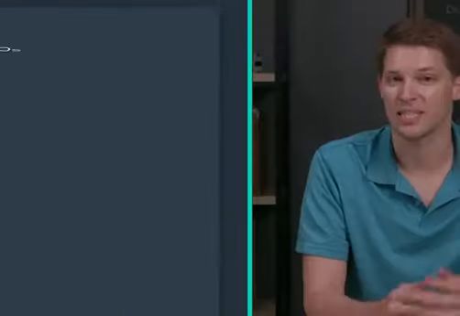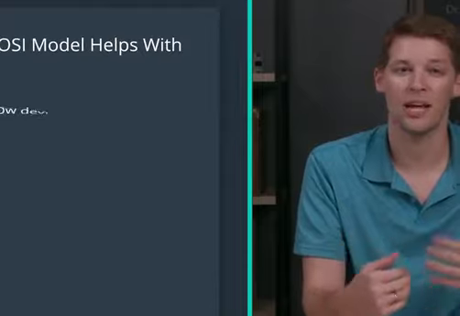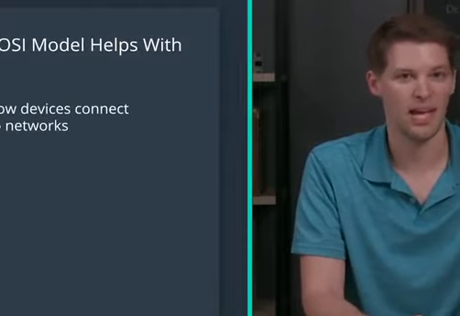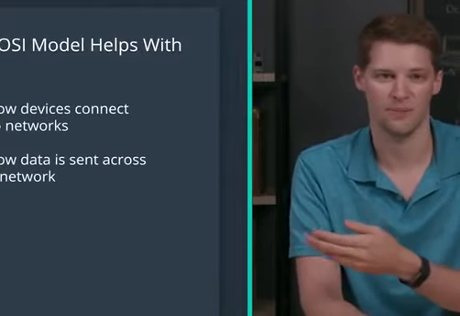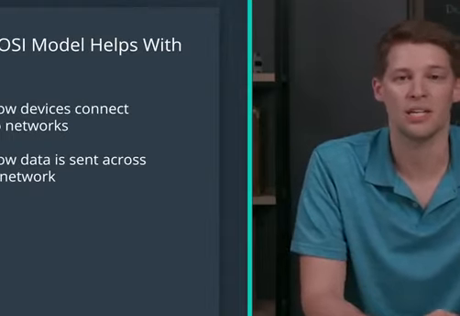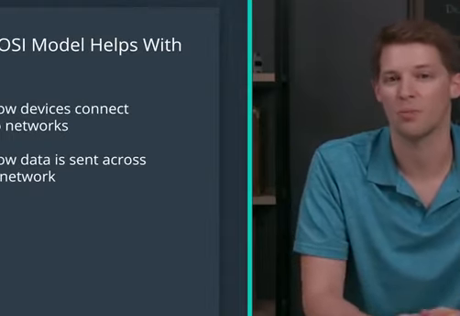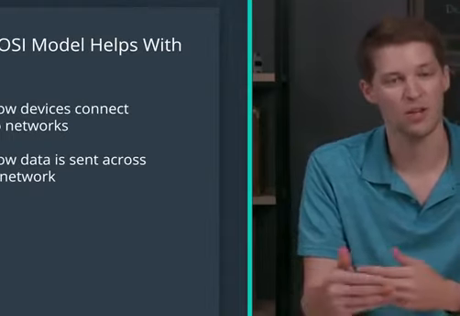The key thing to take away from this is that the OSI model is a conceptual model to help us understand how devices connect to networks and how data is sent across a network. In just a bit, we'll take a look at a concrete example of a message being sent from one device to another device across a network.